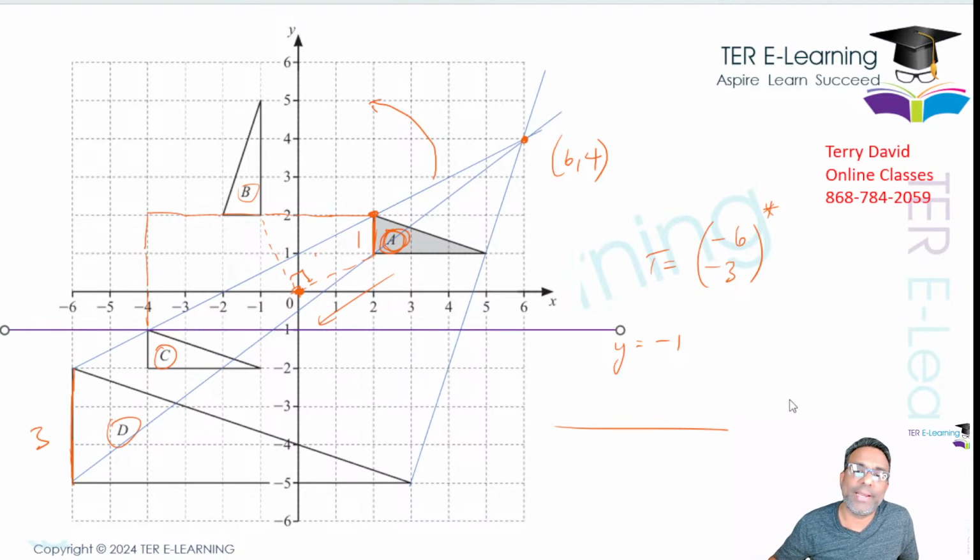Right? So this is the line y is equal to -1. That's what I've drawn. That's your mirror line. That's what you're going to do this reflection in. So we take this triangle A here, this triangle on top here, and you're going to reflect it in that line.